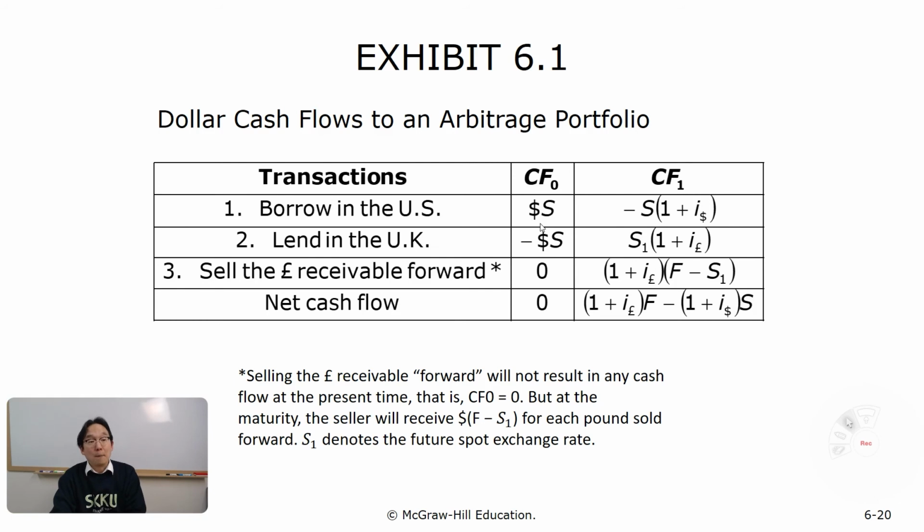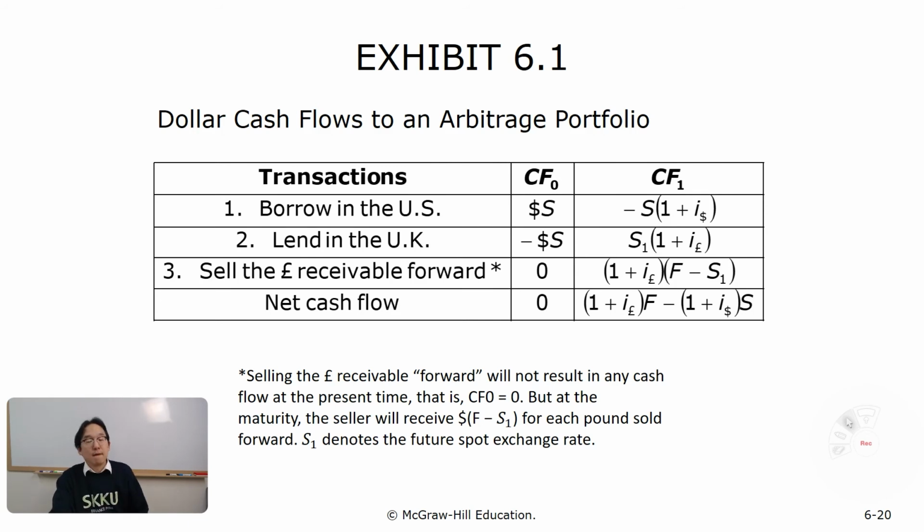Because borrowing means cash inflow to your pocket, that's positive, and then paying it back, that's minus cash flow over here, okay? Then the second transaction in this arbitrage is lending in the UK after converting your S at the spot exchange rate of S as well, right? The identical amount is subtracted because lending means going out of your pocket, okay? And for this investment in the UK, later on, okay, you will have to, what?